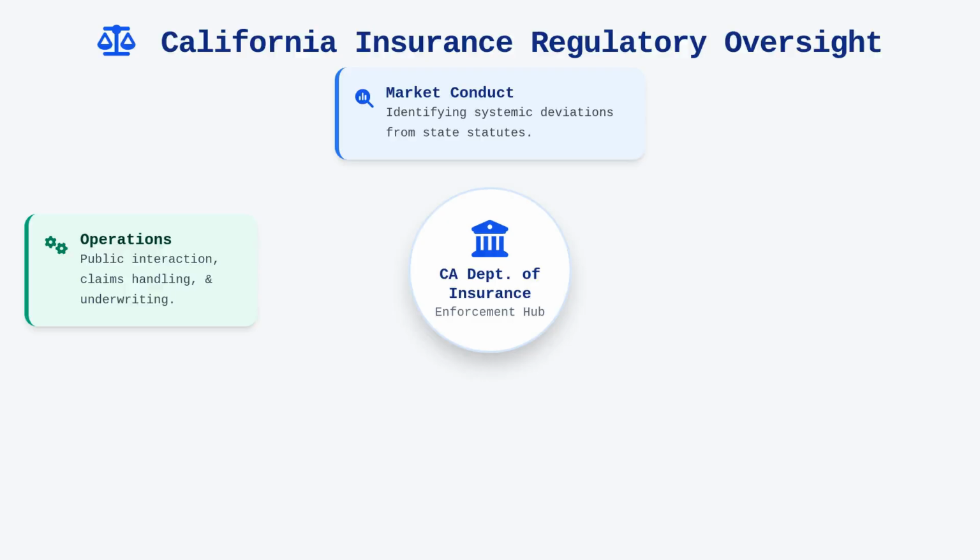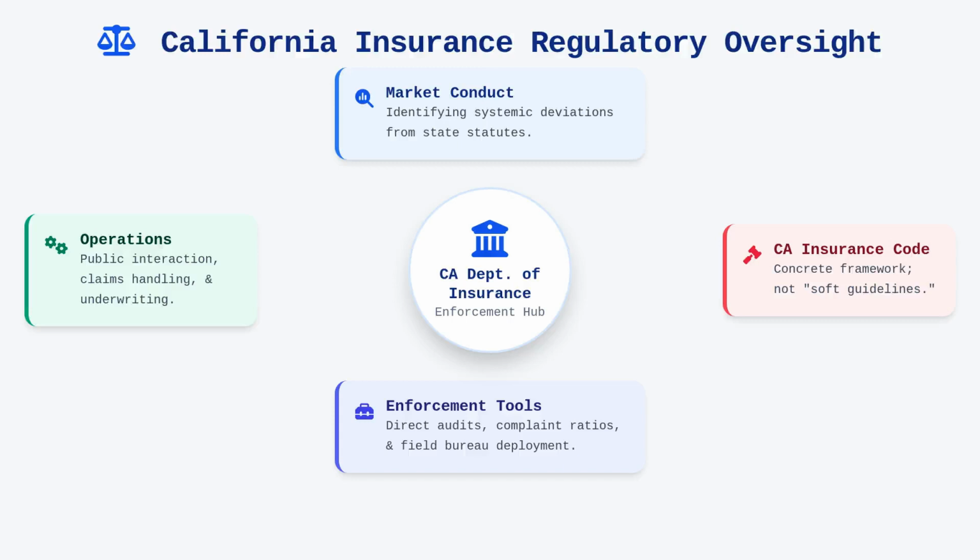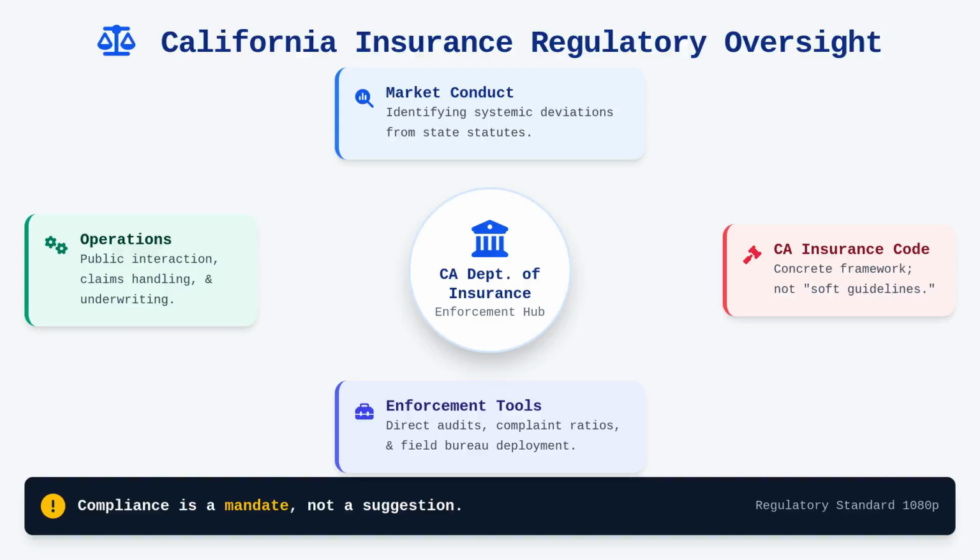When the commissioner initiates a market conduct examination, the focus is squarely on identifying systemic deviations from established state statutes. Understanding the boundaries of this enforcement mechanism is vital because the state does not view compliance as a soft guideline. Instead, the code provides the Department of Insurance with specific tools to investigate market activities, analyze consumer complaint ratios, and deploy field bureaus to audit company books directly.